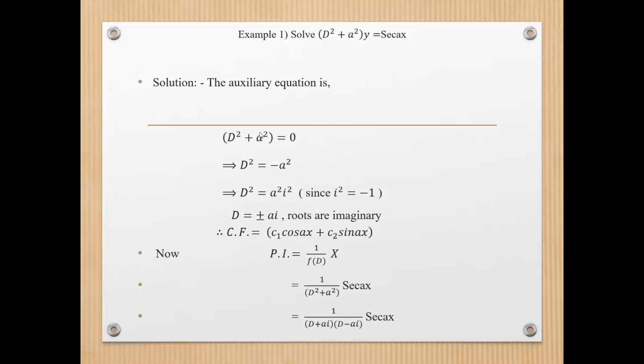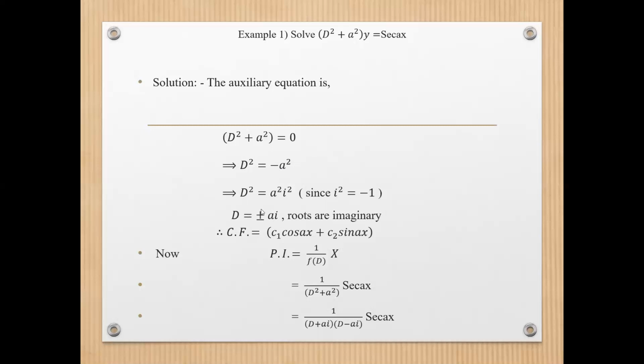So take a square to the right hand side. What do we get? D square is equal to minus a square. Here for D square, we have to find the square root of this quantity. It is not possible to find the square root of a negative quantity. So instead of minus 1, we take i square. So the right hand side can be written as a square into i square. So D square is equal to a square into i square. We get plus minus ai. These are the complex conjugate roots.